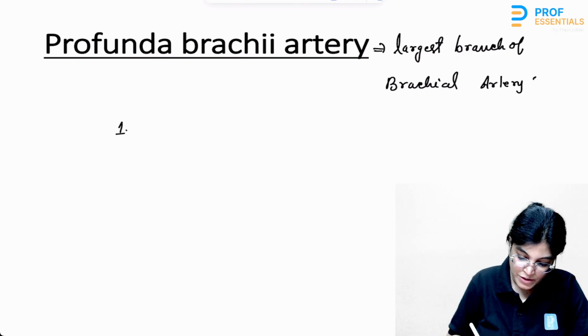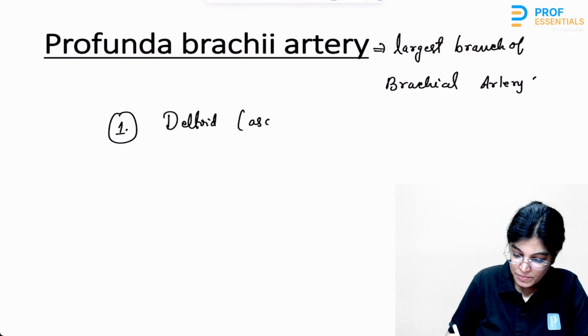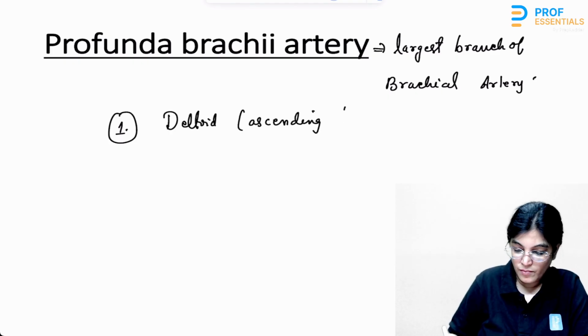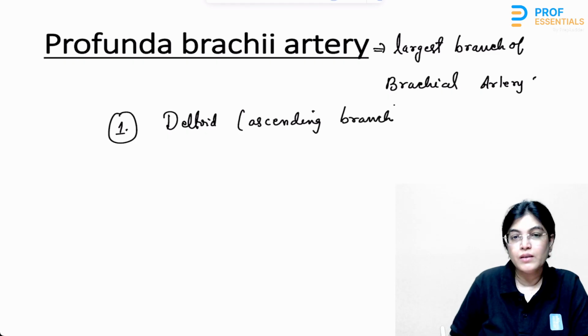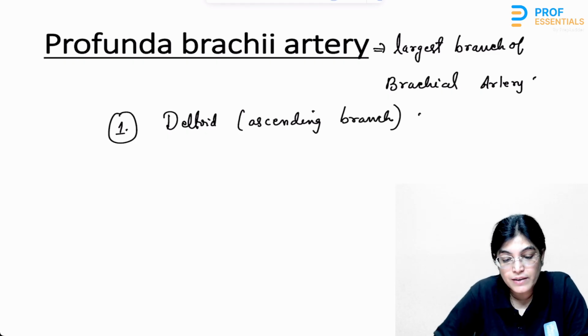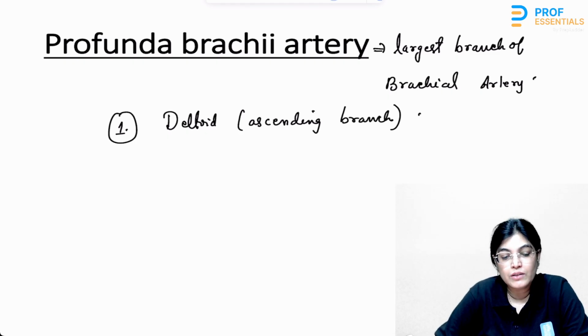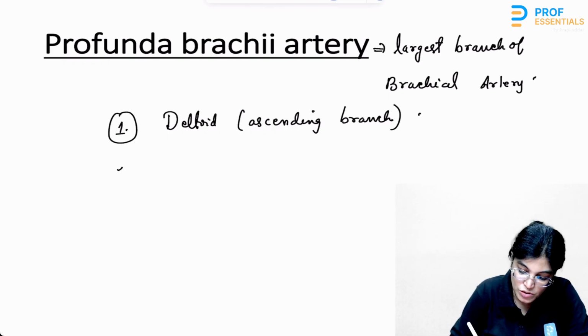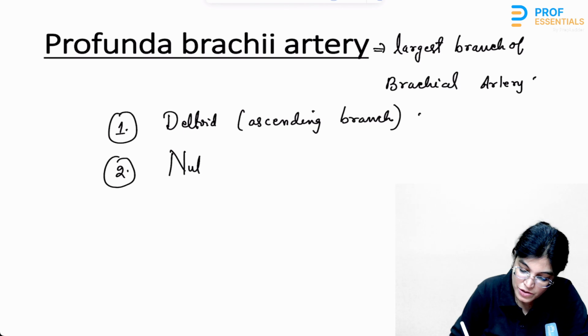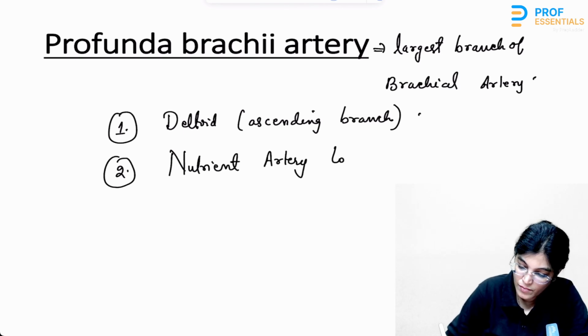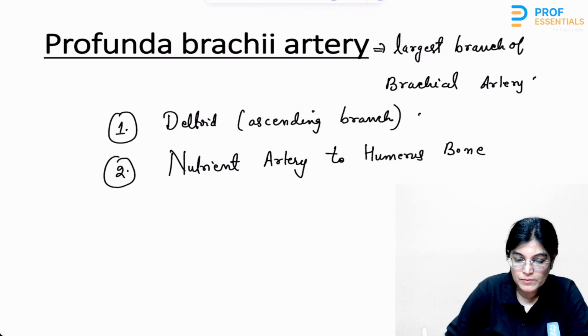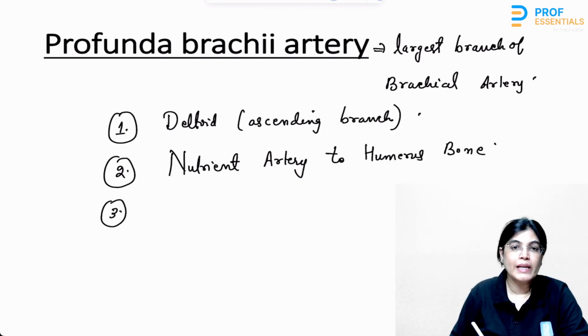The important branches the profunda brachii artery gives are the deltoid or ascending branch. This is going in an upward direction towards the lateral head and long head of triceps. Most of the time it gives the nutrient artery to the humerus bone. Any doubt you can ask me, my dear students.